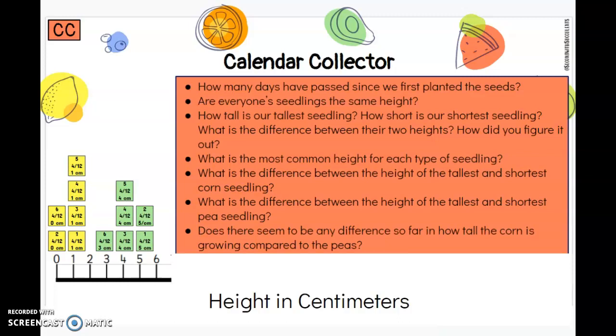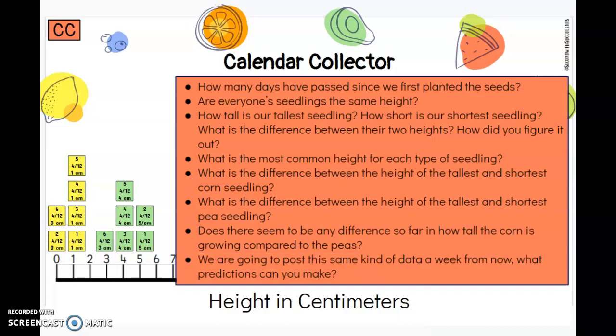Does there seem to be any difference so far in how tall the corn is growing compared to how tall the peas are growing? Show a connection if you're thinking the peas are growing a little bit faster or taller. Yeah, that's good thinking. A lot of our pea seedlings are further up on our line plot, and our corn seedlings are still just sprouting.